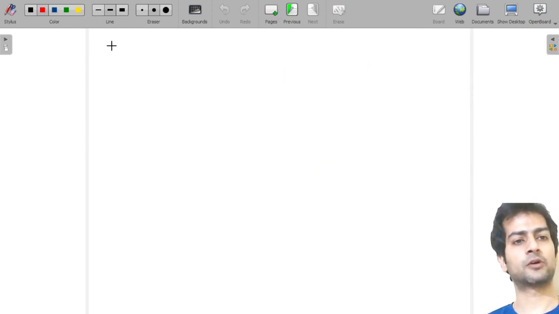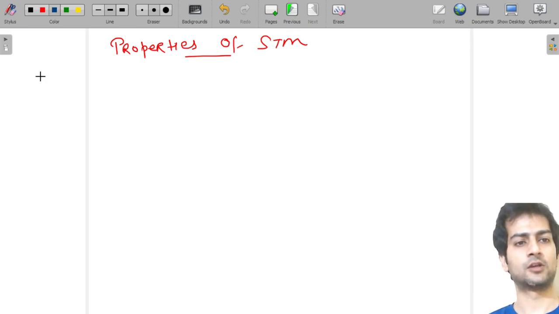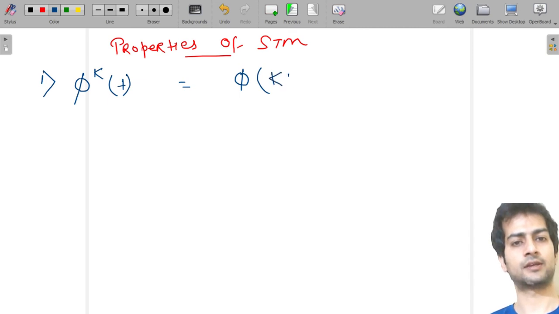Now coming to the next important topic, and that is the properties of STM. This is important because sometimes direct questions are asked on the properties. So let's see. The first property is phi of kt will become phi(t) to the power k.